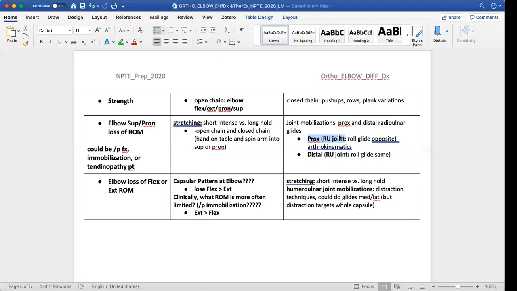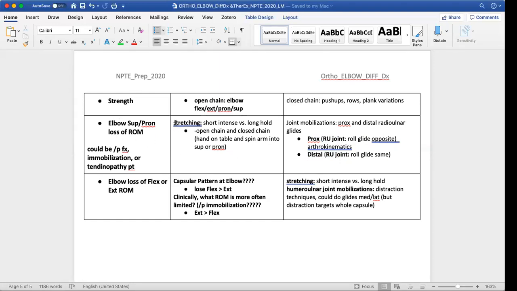And if I supinate, if I turn my hand up, then that radial head is going to roll posterior, and it's going to glide opposite because the convex shape of that radial head. So it's going to roll posterior and glide anterior. You can reverse those kinematics for the distal radial ulnar joint, because the distal joint, you're going to have the radius sliding, the concave distal radius sliding on the ulna. And so you're going to have a roll and glide in the same direction. So you can piece through that, but I just wanted to remind you of those kinematics as you're thinking through treatment options for supination and pronation if you're thinking it's joint related.